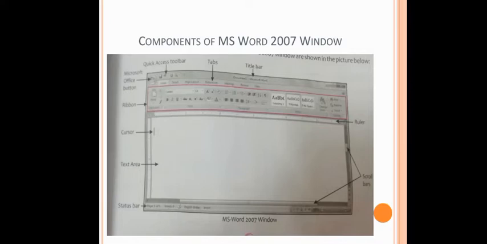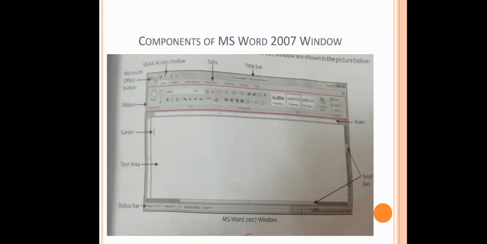Next is your text area, or you can call it the document area also. It is an area where you can type all of your text. Next is your cursor. That is a vertical blinking line displayed on the text area which shows at which position your text will start typing on your screen. After that, at the bottom, the status bar is given there.